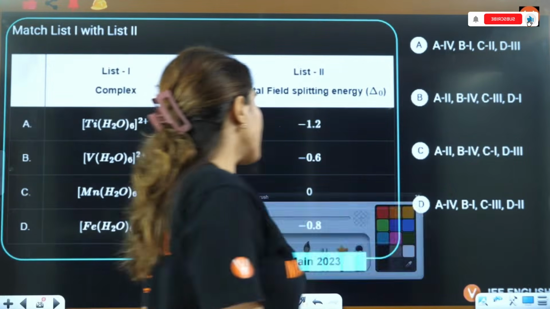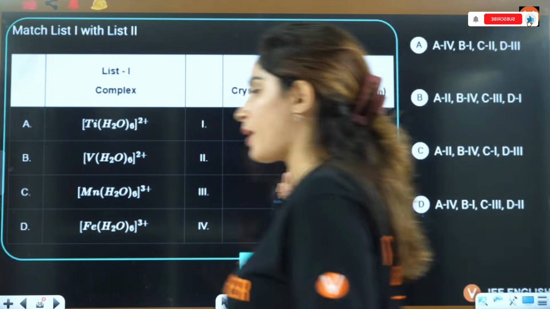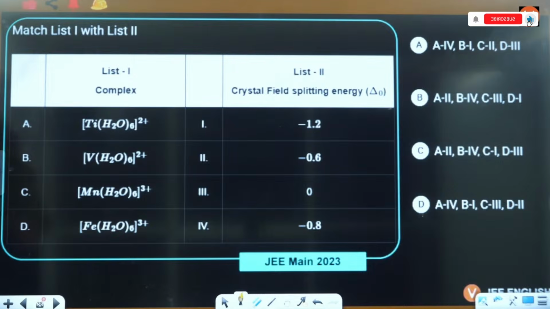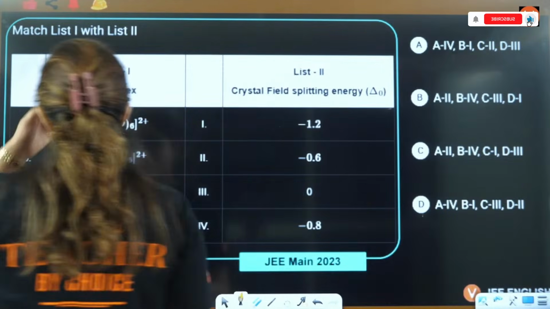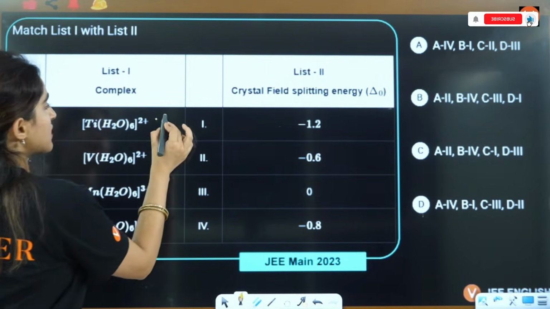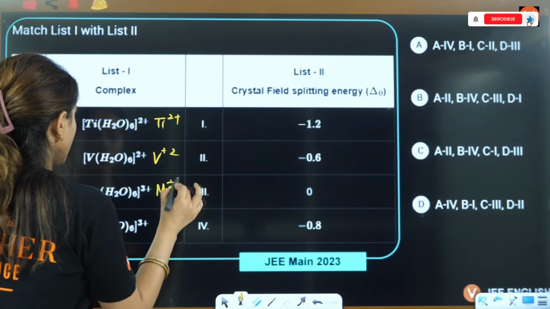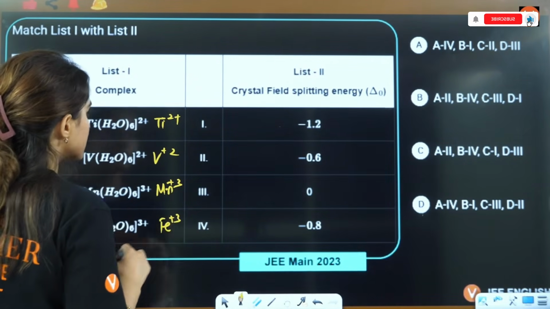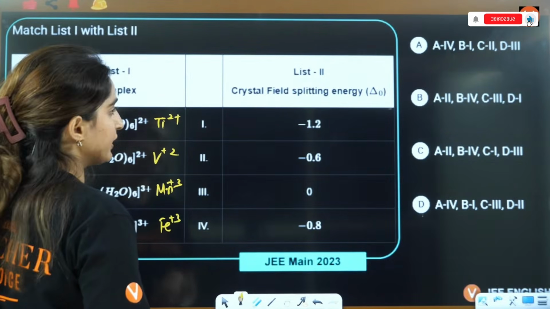Okay, now let's talk about questions based on CFT. So based on CFT we have questions. Let's talk about that, everybody. Now in case of these things, first thing is you will have this one, this one, this one, this one. I'll fast forward. This is Ti plus 2, this is vanadium plus 2, this is manganese plus 3, this is iron plus 3, right? If you see this here, they are all octahedral and they all have weak field ligand, right?